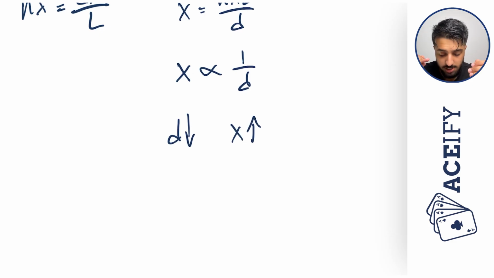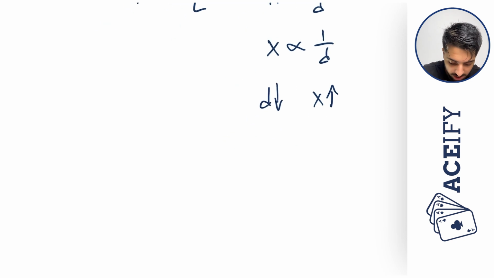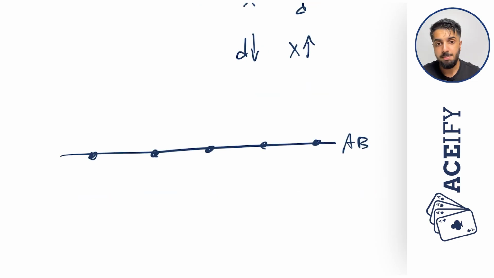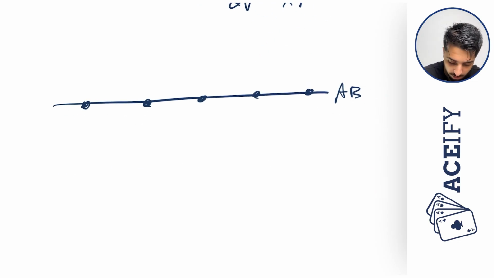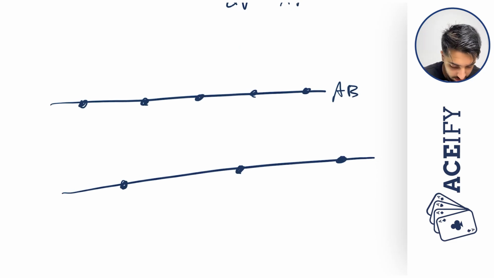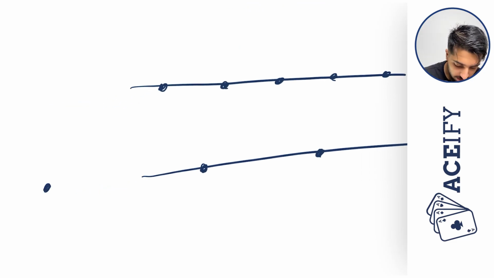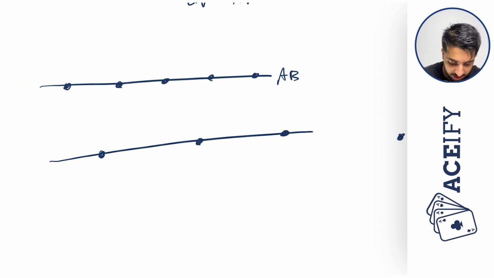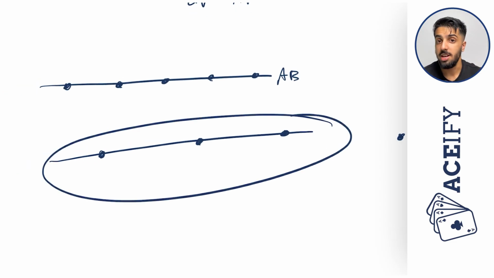What this will result in is the loud spots, which are the spots of constructive interference, being further apart, meaning that there's going to be less of them, right? If we have our line AB, and let's say there were 5 spots of constructive interference. If they are more spread out, there's still going to be 5 spots. However, they're now going to be off the line A and B. And so effectively, the amount of loud spots has decreased.